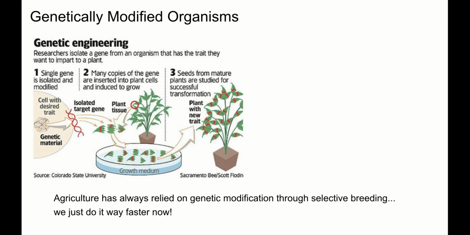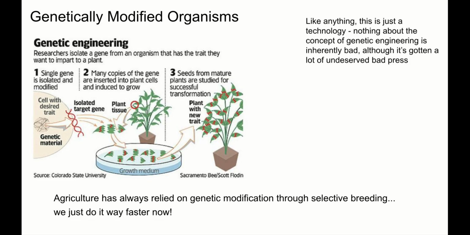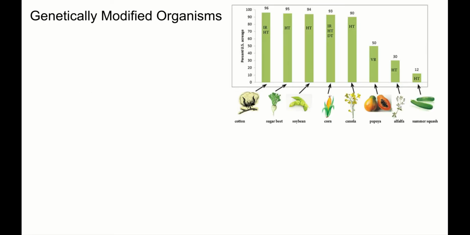And so one thing to remember is that genetically modified organisms, GMOs, get a lot of bad press. Genetic modification is just a technology. It's just a technique. Nothing about the concept of genetic engineering is inherently bad. Although it's gotten a lot of undeserved bad press, this technology, like all technology, can be used for good and it can be used for evil. And some of the bad press around GMOs comes from some of the more nefarious ways that people have used genetic engineering in crops. So let's talk through it and let me give you some examples.